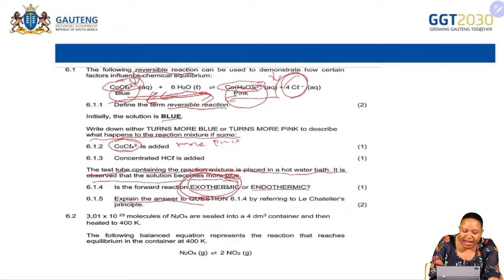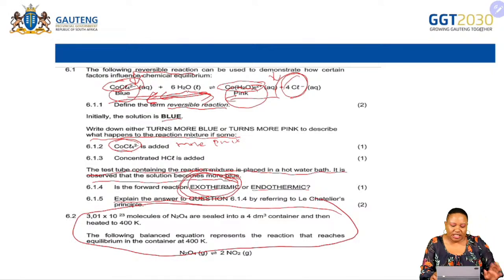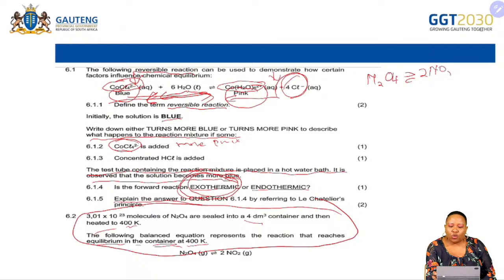Okay. Now, what is my interest is this question more than any other question that we just discussed right now. They are giving you the number of molecules of N2O4 gas, which is sealed into a 4 cubic decimeter container and then heated at 400 kelvins. Now they're saying the following balanced equation represents the equation at equilibrium in the container at 400. So we are having the balanced equation N2O4 going to 2NO2.